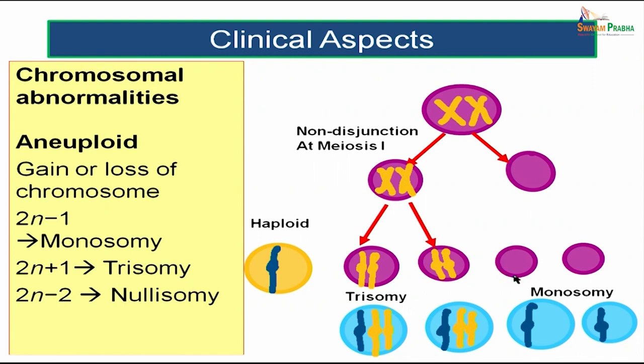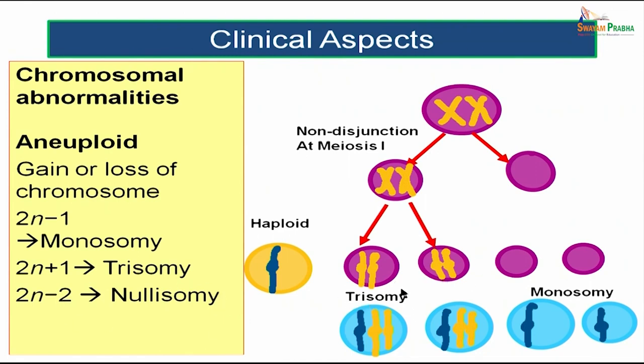But what will happen if this empty cell fuses with the haploid, or the single chromatid, of a homologous pair of chromosomes? That will result in monosomy, that is, only one chromosome is there and there is no counterpart for it. That condition is known as monosomy. So, if one chromosome is missing, you call it monosomy. If there is an addition, you call it trisomy. If two chromosomes are missing, ultimately the cell won't have anything, that is nullisomy.